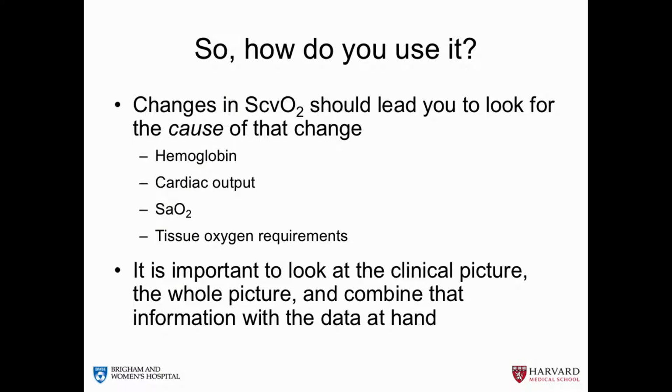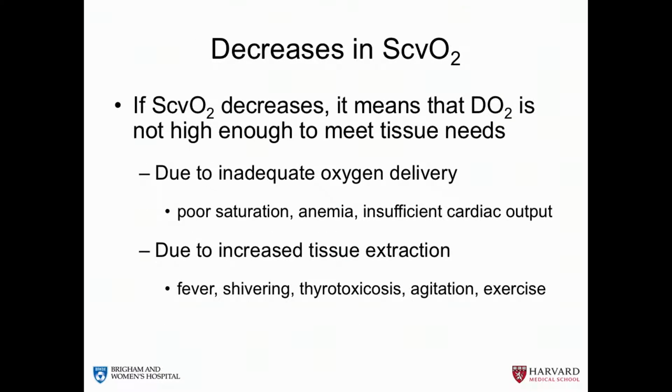So decreases in central venous sat often mean that there's a decrease in oxygen delivery, i.e. that it's not high enough to meet tissue demands. So if we have inadequate oxygen delivery, that might happen because there's respiratory failure and poor saturation. Patients could be significantly anemic, or there's insufficient cardiac output. It could also be due to increased tissue extraction, which might happen in a patient who's febrile, a patient who's shivering. It could happen in thyrotoxicosis, patients who are agitated, or in the setting of exercise.